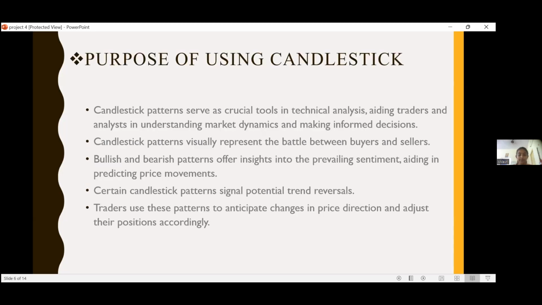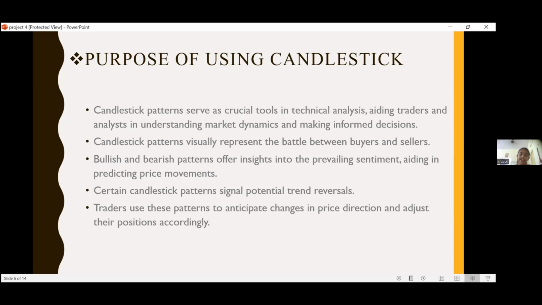And next is the purpose of using candlestick patterns. Candlestick patterns are an essential tool in technical analysis. They provide a visual representation of market sentiment and potential trend changes. And while not infallible, their interpretation, when combined with other analysis techniques, can contribute to successful trading strategies.